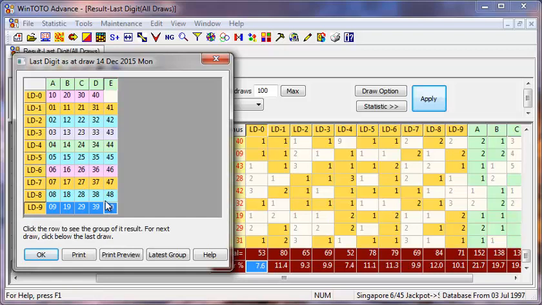So from here, same theory applies. If you want to follow the trend, then LD9, you must follow this group of numbers, and another group of numbers that you can consider is LD6, which is here. Alright, and also you can take a look at LD1 as well. Right, these 3 groups of numbers is called follow the trend.